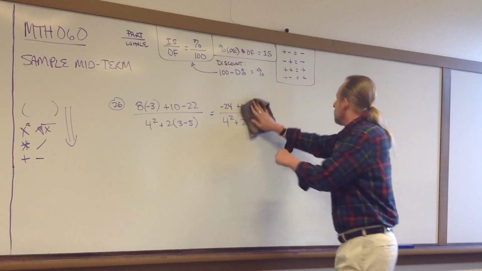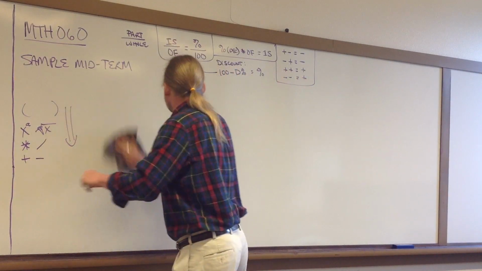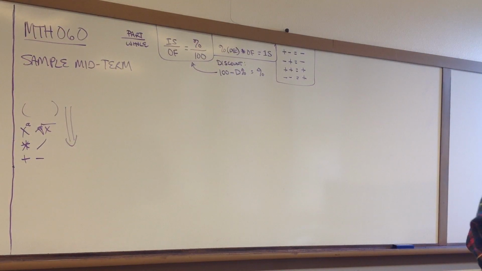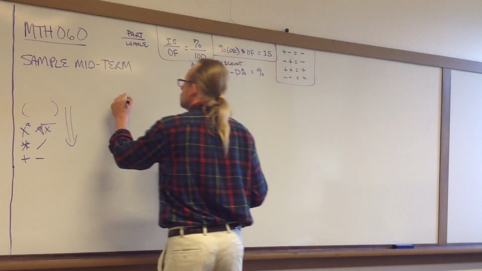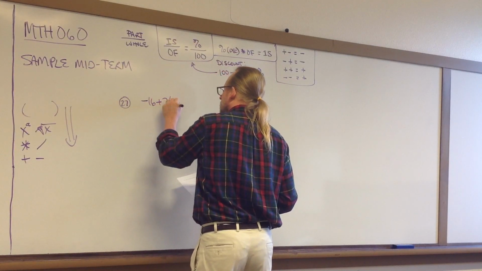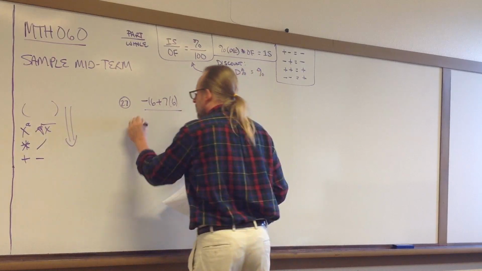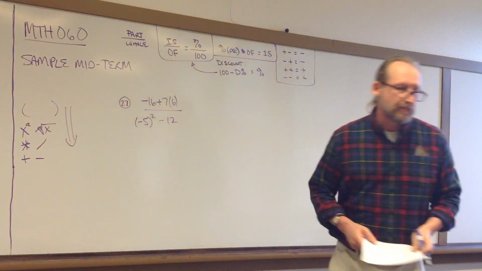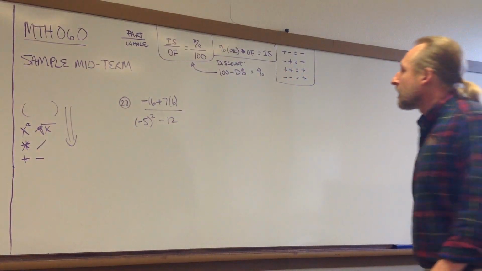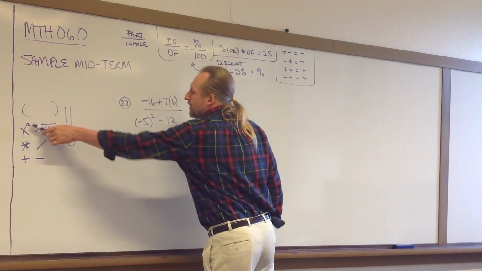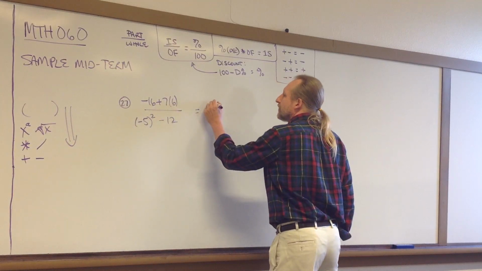We got one more of these. Let's see what it looks like. Let's see. Problem 27. Negative 16 plus 7 times 6 on top. Negative 5 squared minus 12 on the bottom. Okay. All right. Well, let's see. On the top, we don't have any exponents or roots or parentheses really to worry about.